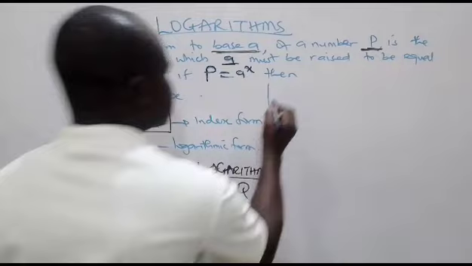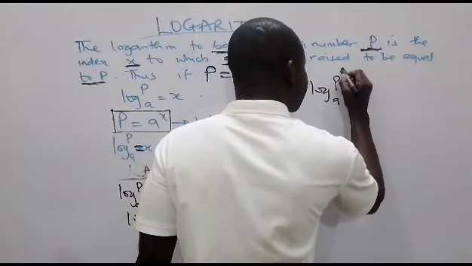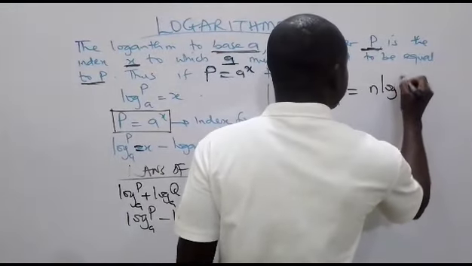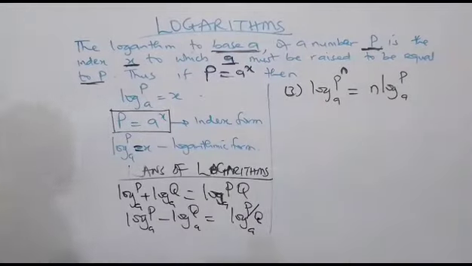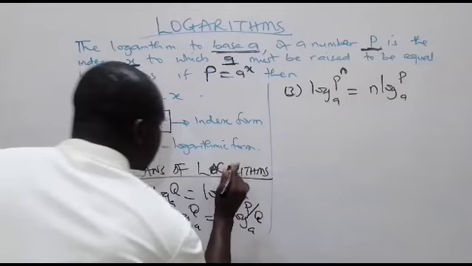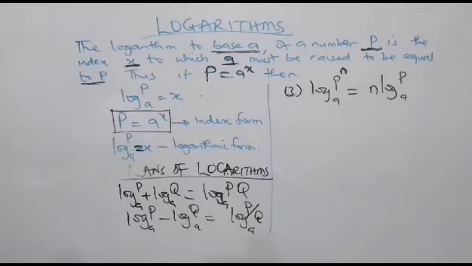Then the third law says that if you have log P raised to power n, base A, it simply means that the n can come down to give n log P base A. That's the third law. We have to learn these laws by heart. We should be able to recall these laws offhand. That's the most important thing.